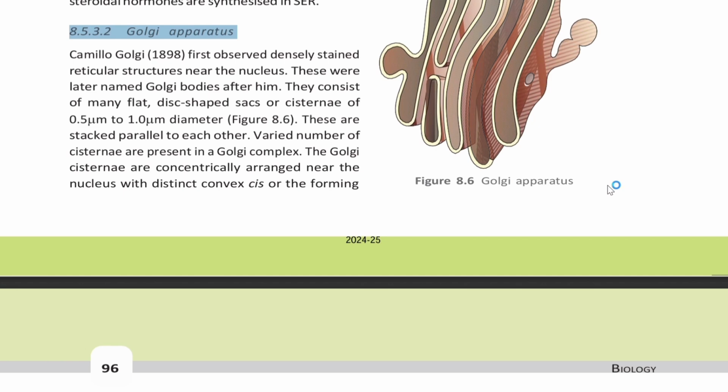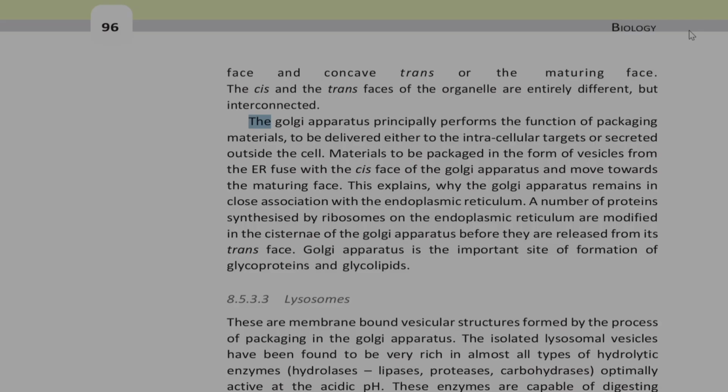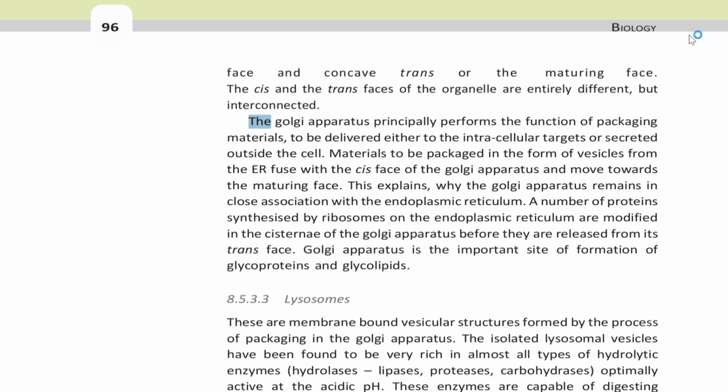The Golgi cisternae are concentrically arranged near the nucleus with distinct convex cis or the forming phase, and concave trans or the maturing phase. The cis and trans phases of the organelle are entirely different but interconnected. The Golgi apparatus principally performs the function of packaging materials to be delivered either to the intracellular targets or secreted outside the cell. Materials to be packaged in the form of vesicles from the ER fuse with the cis phase of the Golgi apparatus and move towards the maturing phase.